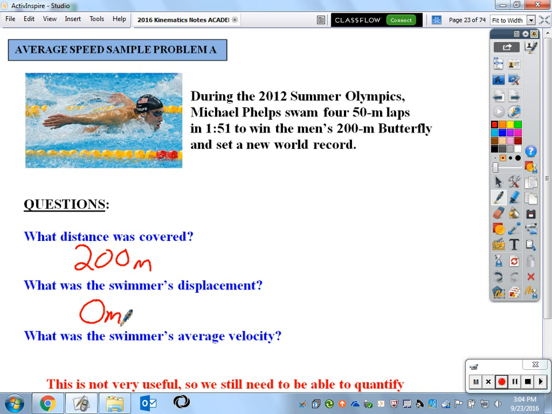So, what was Michael Phelps' average velocity during this race? Well, since average velocity is displacement divided by time, his average velocity was 0. Congratulations, Michael Phelps. You just set a new world record. Your average velocity was 0. Do you think that would be important information for him? Probably not. What would be more important? Average speed probably would be much more important. Talking about the fact that he did 200 meters in 1 minute and 51 seconds. And we would have to convert that minute and 51 seconds, but that is going to be much more helpful information in terms of what we're looking to find.